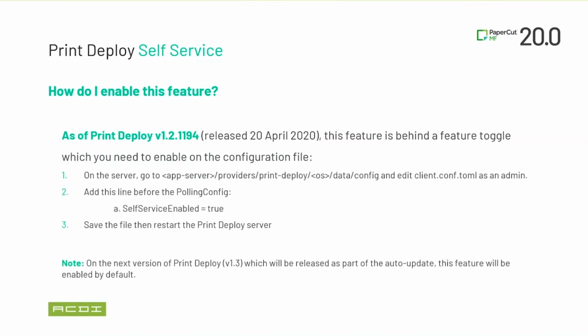On your PaperCut server, navigate to the Data Config folder where PaperCut is installed. Add the line self-service enabled equals true. Save the file and restart the Print Deploy server. Note there is a separate service, so you don't have to restart the entire application server. Later versions of Print Deploy will have this feature enabled by default.